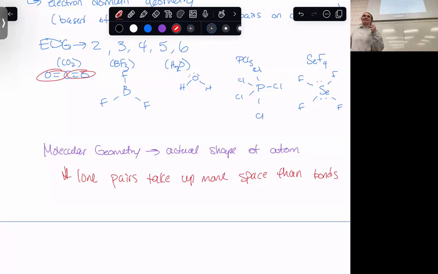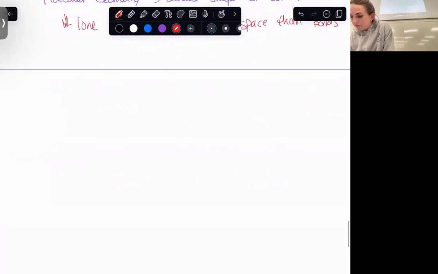Anything else? How do you determine if the molecule is polar or non-polar if you're given the two electronegativities? Awesome. So you want to look at the shape. I'm going to just take water because that's easy. If you're given electronegativities, which one is going to be more electronegative here? Oxygen is actually going to be more electronegative. Oxygen is closer to fluorine, so that one's going to be more electronegative.